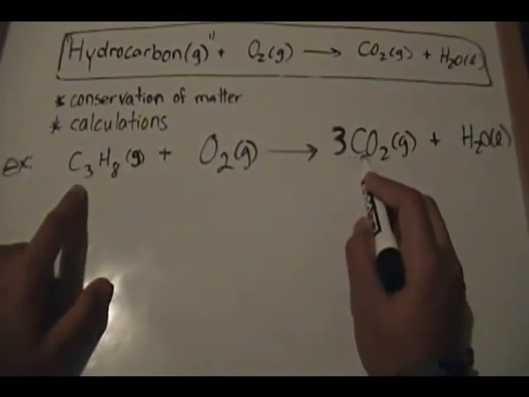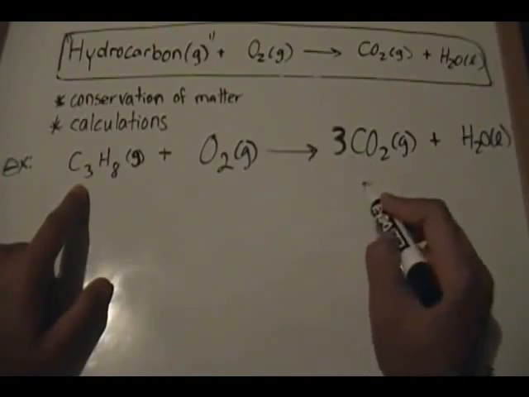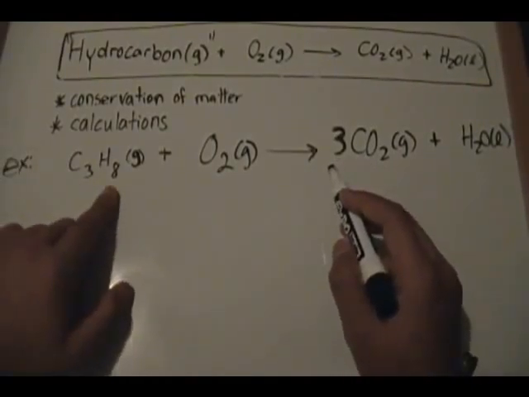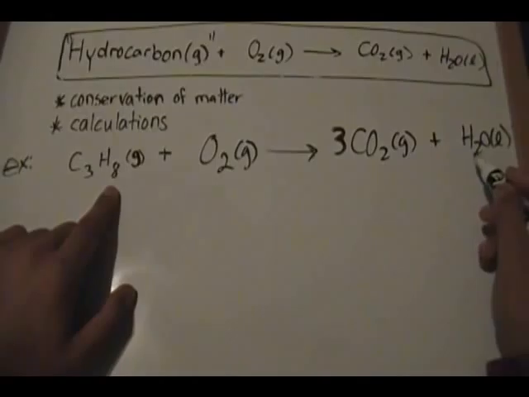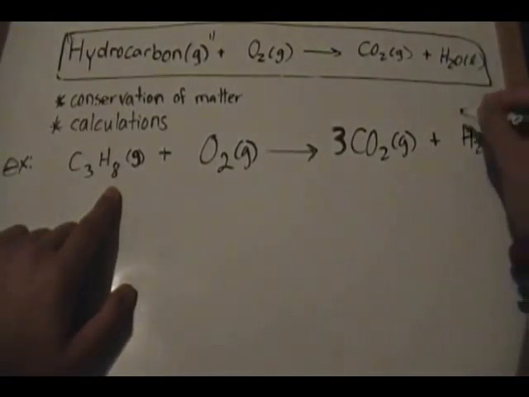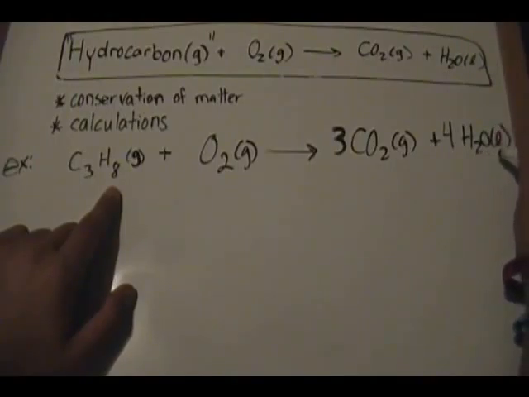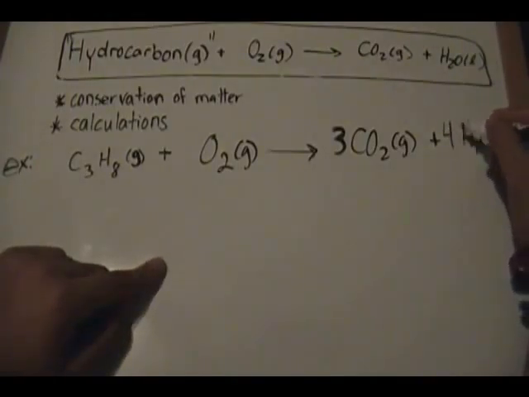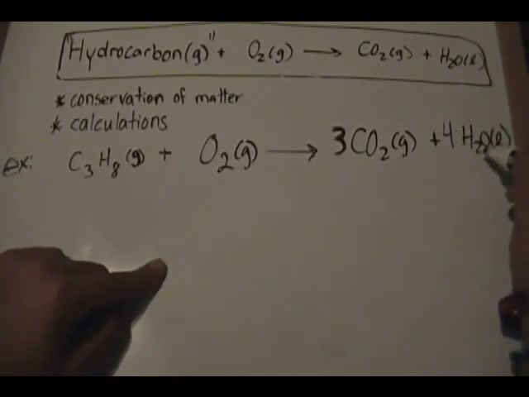Now we're going to move on to the next thing, which is hydrogens. C's, H's, then O's. So we have 8 hydrogens here. We have 2 hydrogens here. Now if we put a 4 here, that balances out. We have 8 hydrogens on this side, and realize the coefficient in front is multiplied against this species. It's not added, so it's not 6 hydrogens.